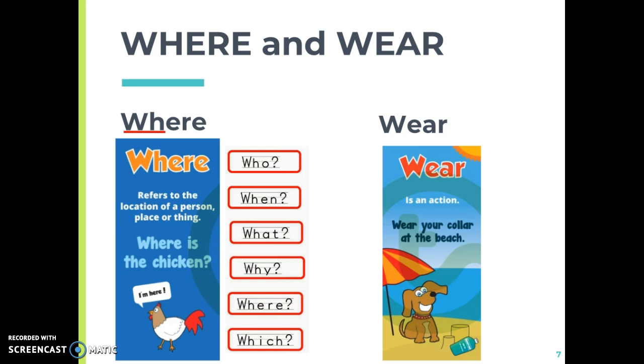You can remember it because unlike the first where, which is an adverb, this one is a verb, referring to an action. Also, unlike the first where, this one has an A in it. You can think of A for action.